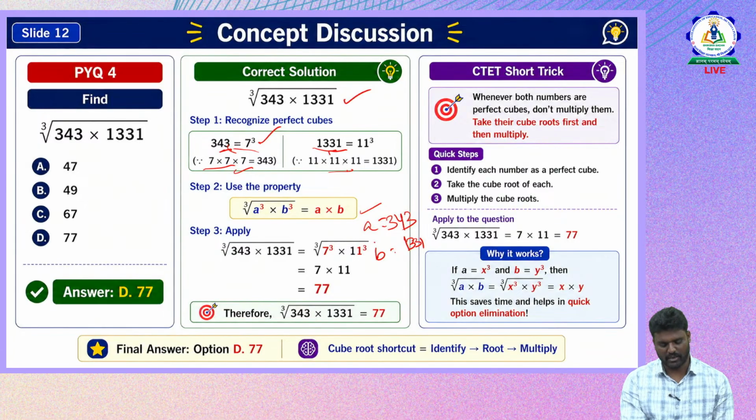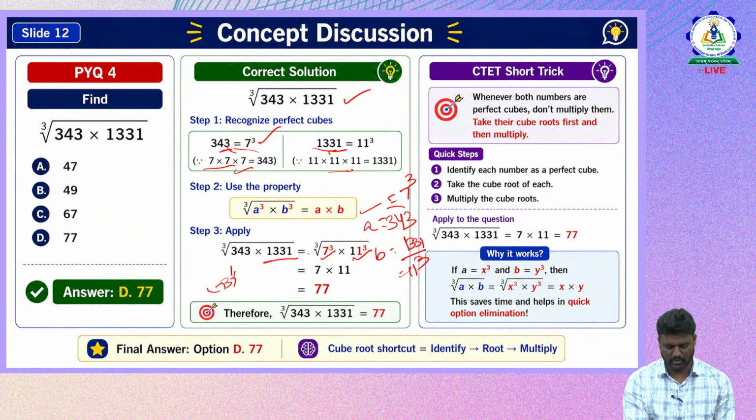Now let us apply the given values into this property. Now cube root of 343 and 1331 equals, this can be written as 7 to the power of 3, that means 343 we are writing as 7 to the power of 3, and 1331 we are writing as 11 to the power of 3. So now if you simplify this, 7 to the power of 3 to the power 1 by 3, and 11 to the power of 3 to the power 1 by 3.